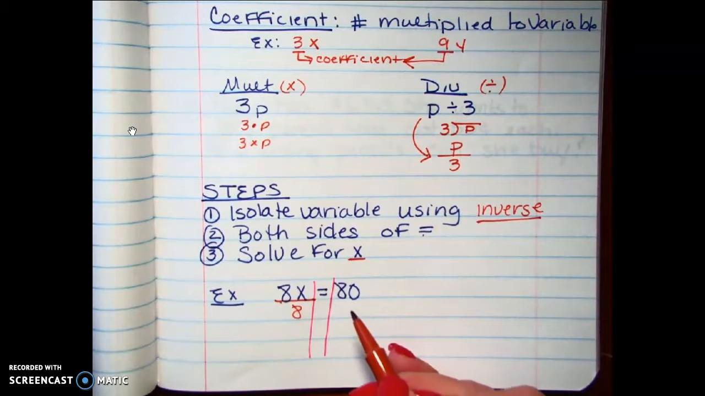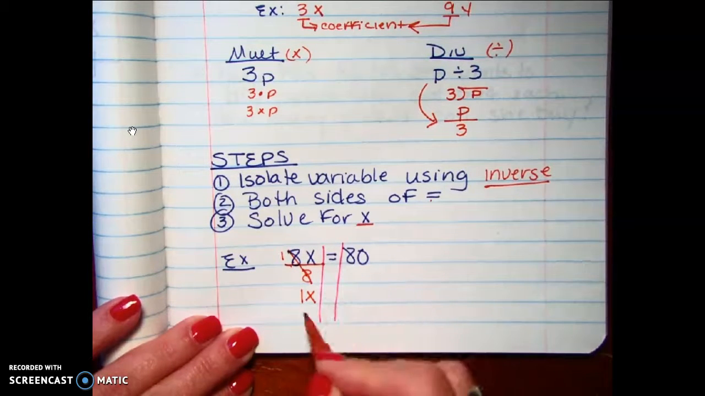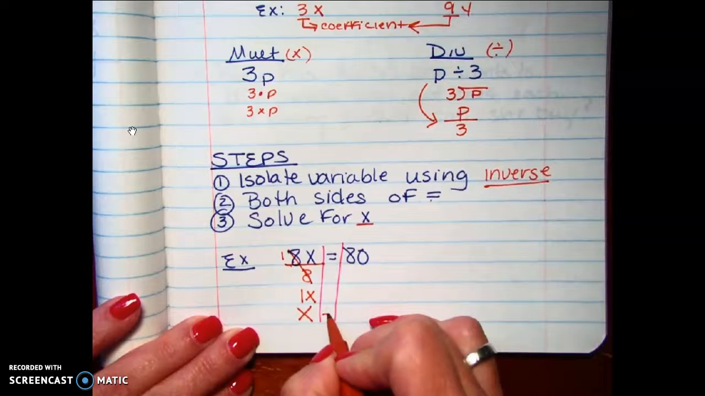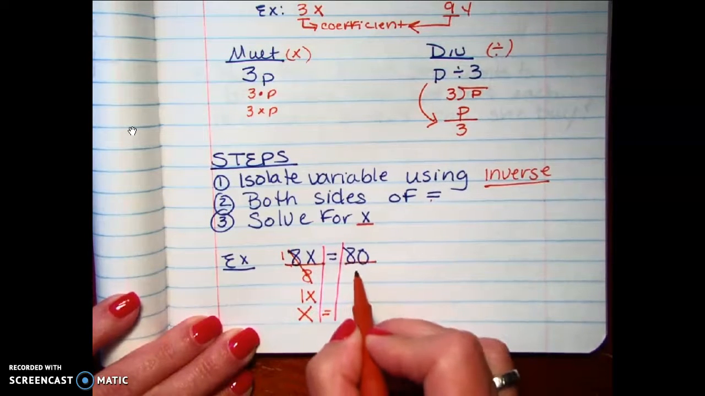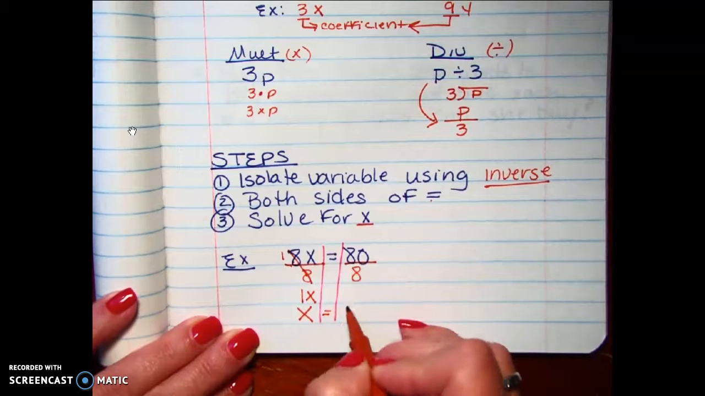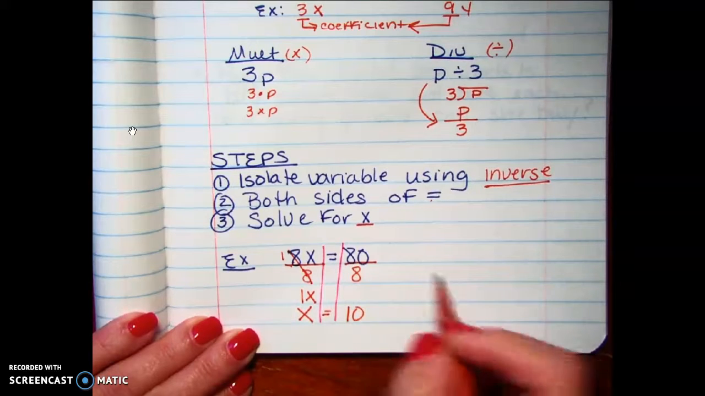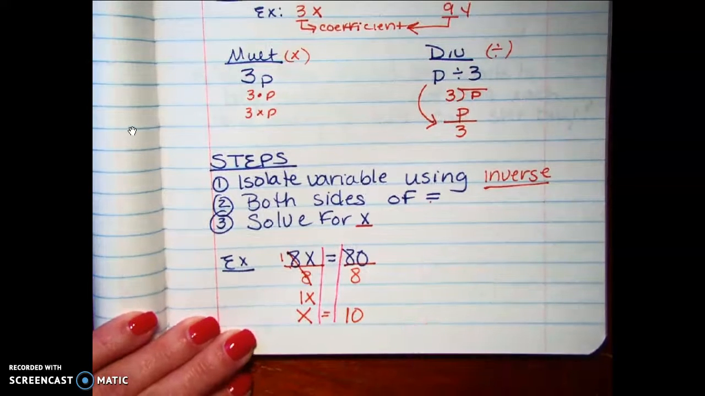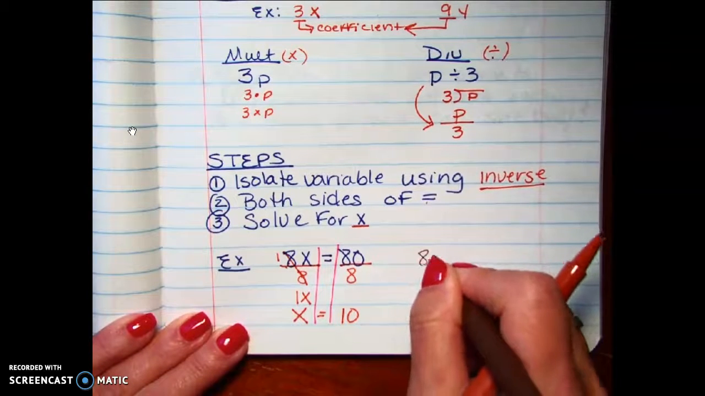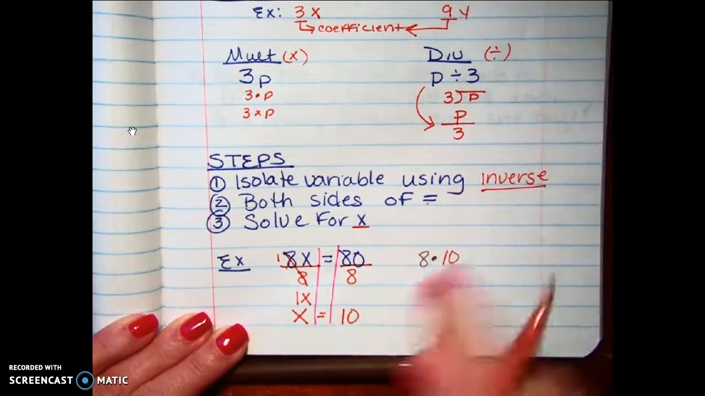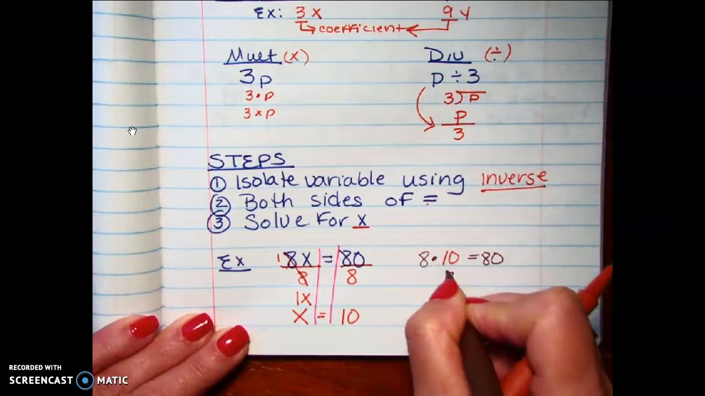That's called isolating the variable, because 8 divided by 8 equals 1. Now I end up with 1x. 1x is just x. Now I have to do it on this side of the equation and on this side, because we need balance. 80 divided by 8, and if you remember your basic math facts, it is 10. I'm going to plug it into the original problem. So grab a different color pen, and I'm going to say 8 times, we said 10, equals 80. 8 times 10 is 80.